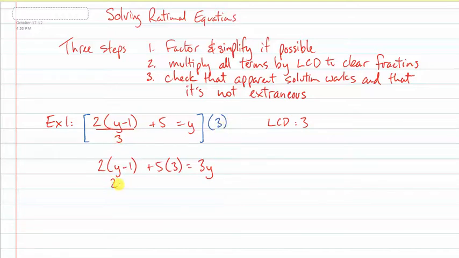Okay, we'll expand. 2y minus 2 plus 15 equals 3y. Let's gather the y terms to one side. Gather the constant to the other side. y equals 13. My check would be to see that 13 is a valid number to use. 13 is possible to substitute on the right side. I'm not going to have any trouble there. 13 over here, 13 minus 1 is 12. It's a perfectly valid real number. There's not going to be any problem with this.